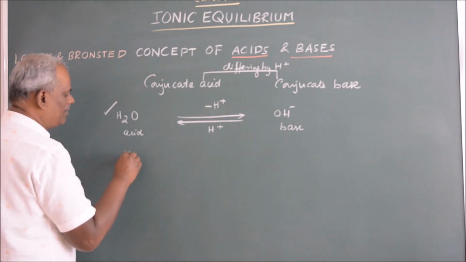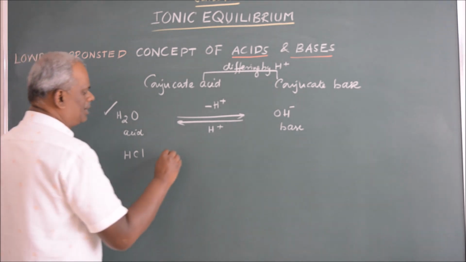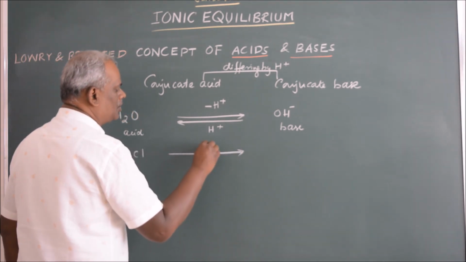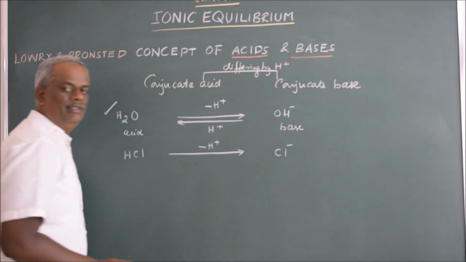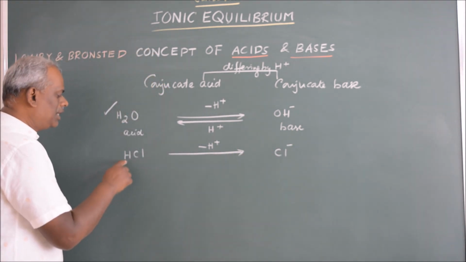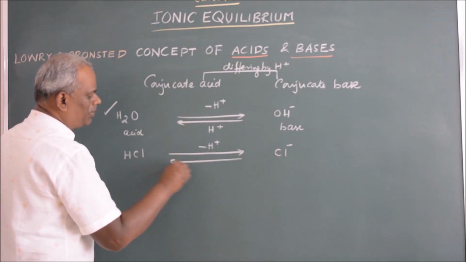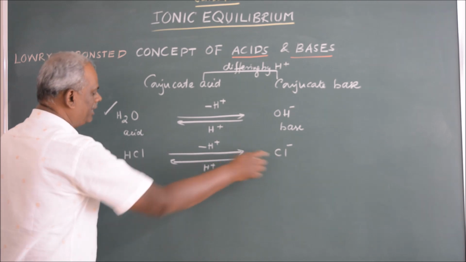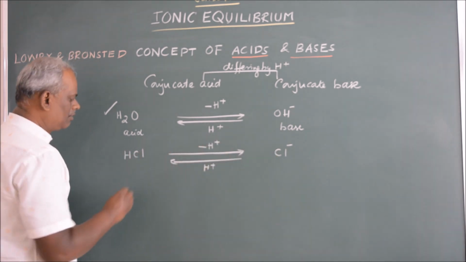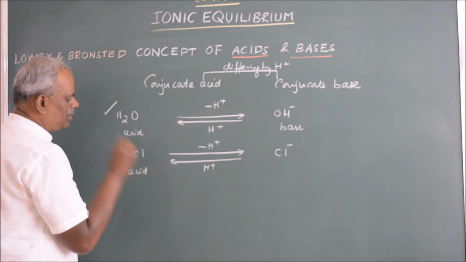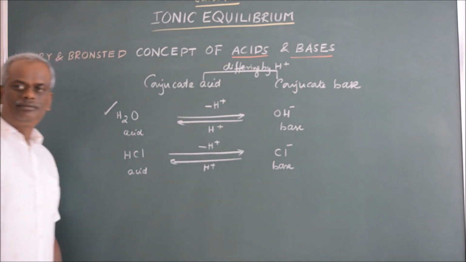Likewise, we will take the other example, HCl. On the loss of a proton, the result is Cl minus. So the conjugate base of HCl is Cl minus. When you add hydrogen plus to this, we get HCl. That would be the conjugate acid of this base. So this is the conjugate acid and this is the conjugate base.